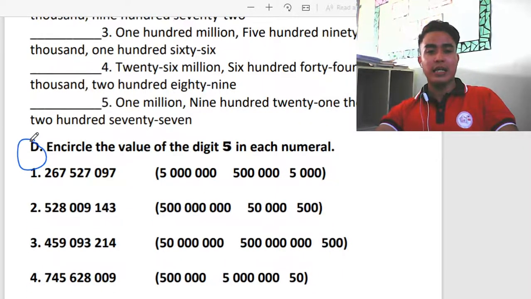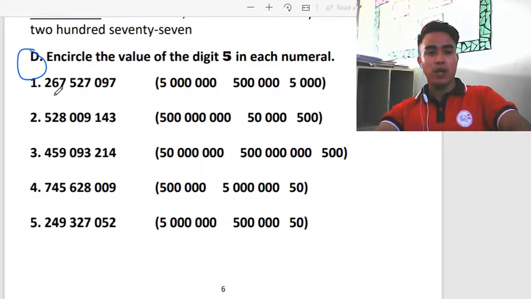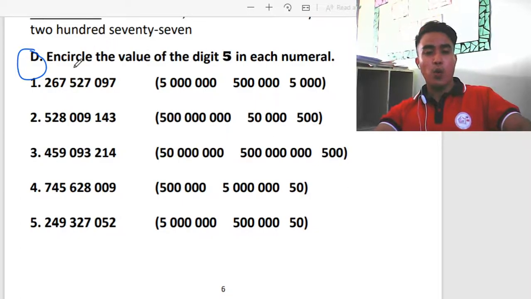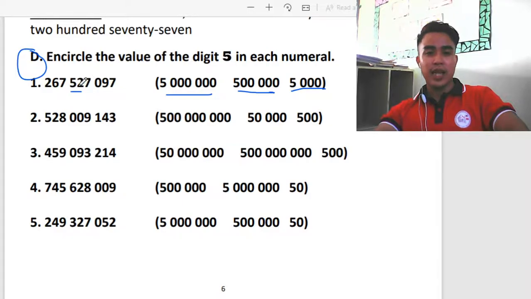Next, Activity D. You are going to encircle the value of the digit 5 in each numeral. For example, you are given here 267,527,097. So what's the value of the 5 in here? Is it 5,000, 500,000, or 5 million? Which one? What's the place value of 5 here? It can be ones, tens, hundreds, thousands, 10,000s, 100,000s. So which one is correct?